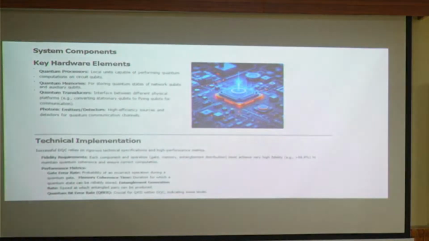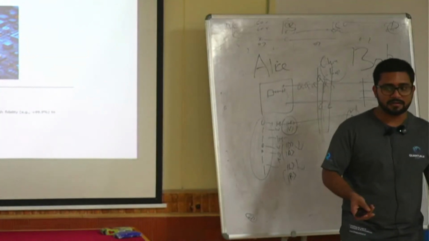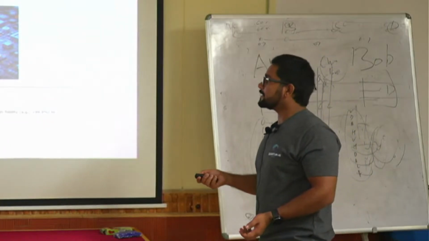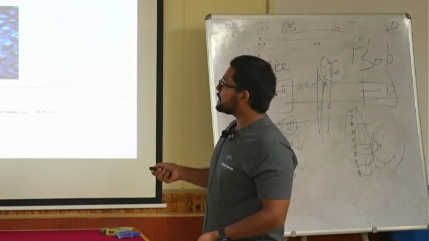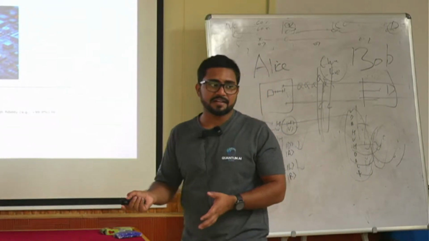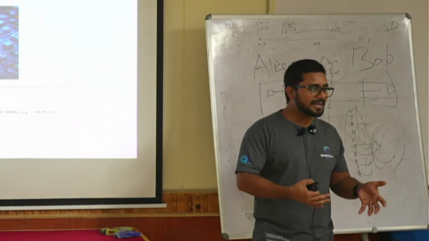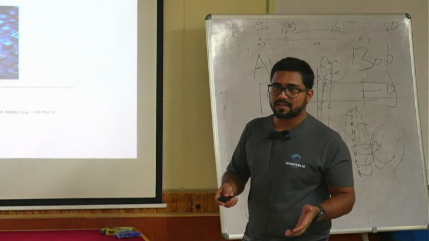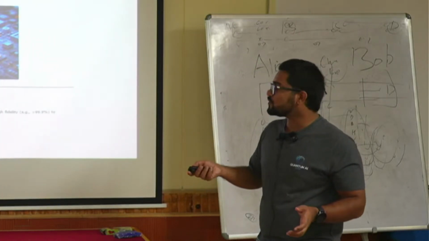The key hardware, we already discussed a few of them: processors, memories, transducers, and photonic emitters and detectors. These are also important factors, because the more efficiently you detect, the more efficient your process will be. Then there is the fidelity requirement: how much fidelity degrades at each step is very important. You must have very high fidelity if you want to do useful operations.